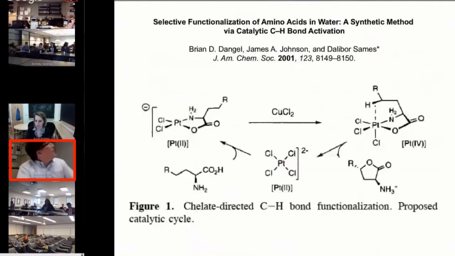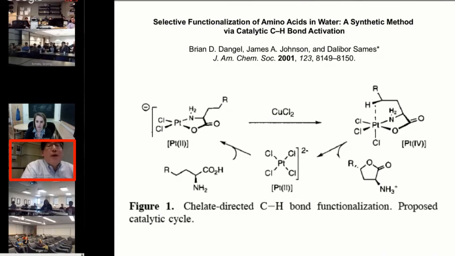Next slide. So we were inspired by a paper by my friend Dalibor Sames at Columbia University. And Sames has had a long interest in the potential of Shilov reactivity in challenging undertakings in synthesis. And they had already described some years ago that you can take amino acids and achieve directed oxidations of remote unactivated carbons in these compounds, and they generated lactonic systems by directed Shilov chemistry.